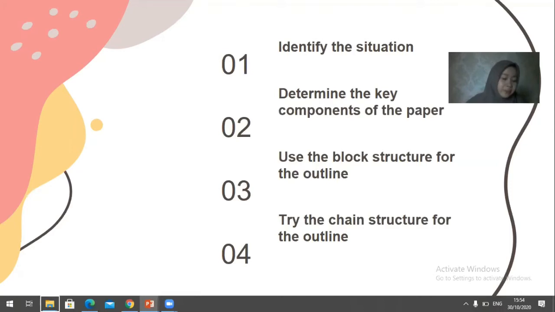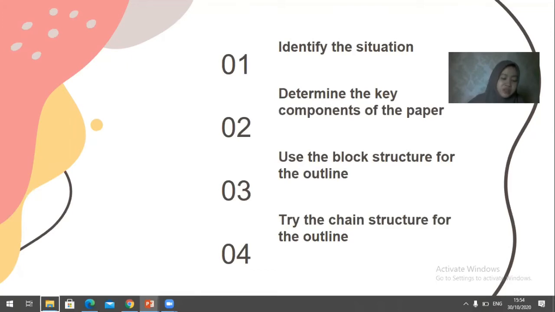Another possible structure you can use for a problem solution paper is the chain structure, where you discuss a problem followed by a solution to that problem. The chain structure is used more often for short problem solution papers. You will use the following outline for the chain structure. The first is the introduction section, where you discuss the situation.